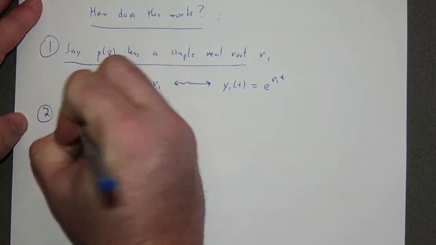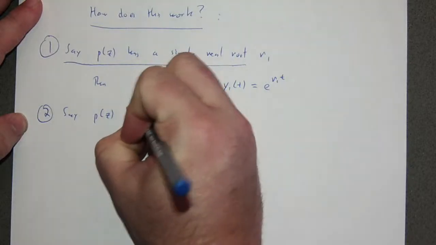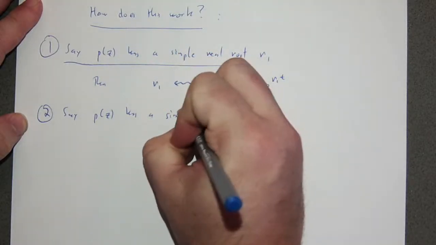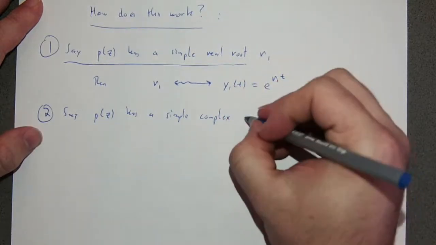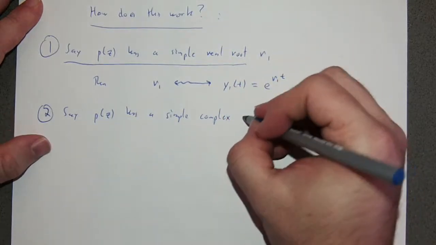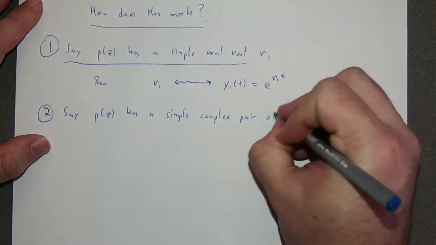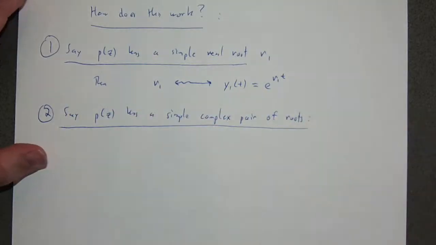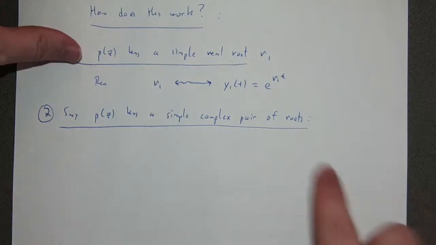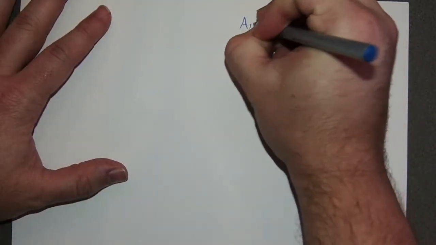Let's say P of z has a simple complex root. Or I should say a simple complex pair of roots. What do I mean simple? Well, a complex root could have multiplicity higher than 1. If you want to see how that works, let's do a quick aside.